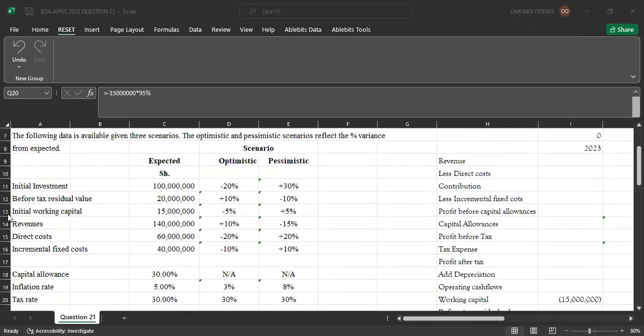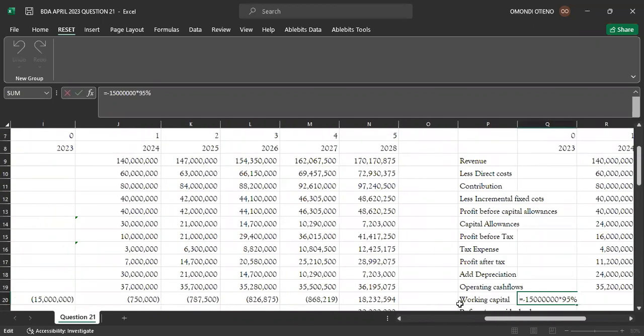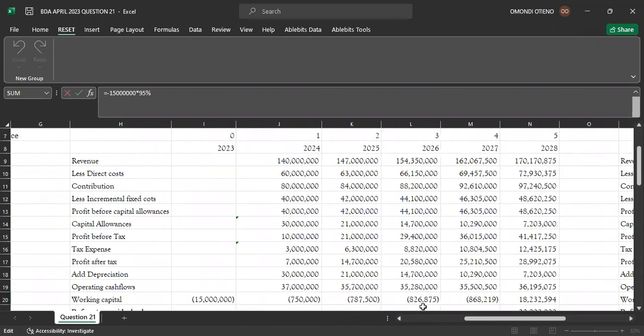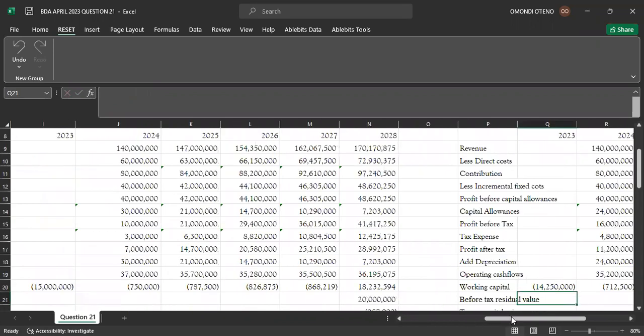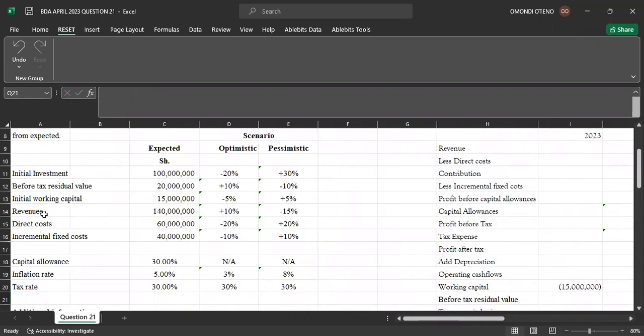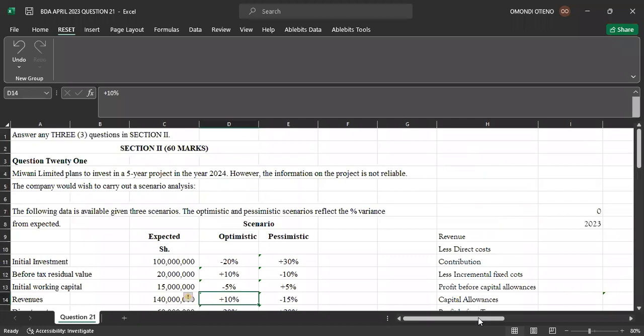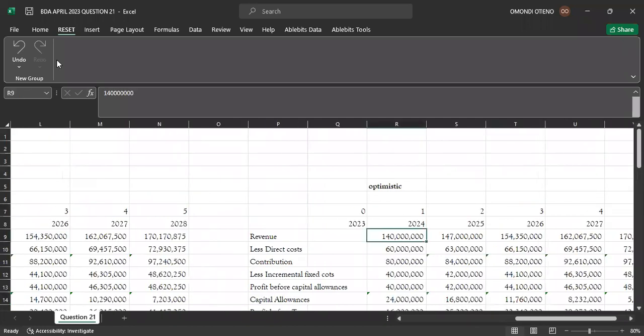Good. So we are now through with the initial working capital. What are they telling us with the revenues? The revenue in 2024 will increase by 10%. So it is not going to be 140, no. It will be 140, then you multiply by, it is increasing by 10%, so 1.1. So the new revenue is 154.